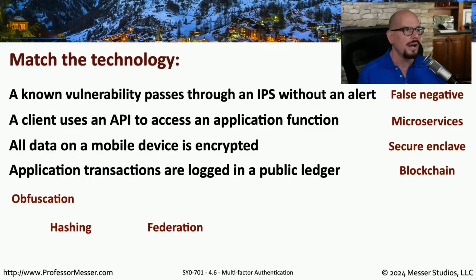So out of those four options, a known vulnerability passing through an IPS without an alert, that's a false negative. A client using an API to access an application function, that is microservices. All data on a mobile device is encrypted. We do that with a secure enclave. And application transactions are logged in a public ledger. That's your blockchain. That is your matching question today.